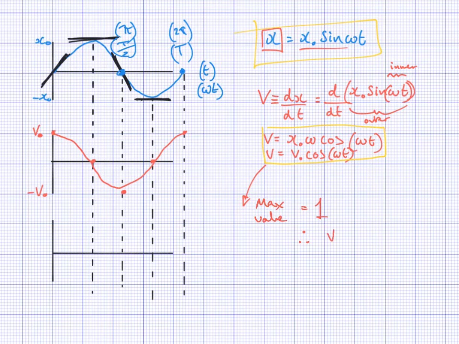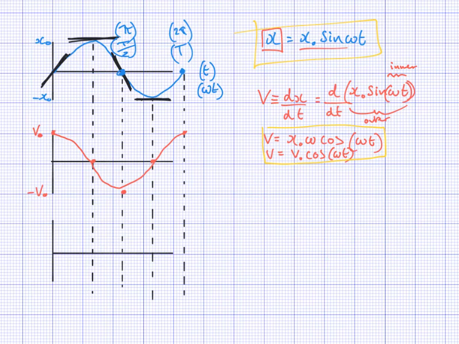So I can say that my maximum velocity is going to be equal to x naught omega, and then the function of cosine 1, which is going to just cancel out. So I'm going to get x naught omega. So my maximum velocity is going to be equal to my maximum displacement multiplied by omega. That's useful to keep in our minds, and we're going to do this again when we look at our acceleration graph.